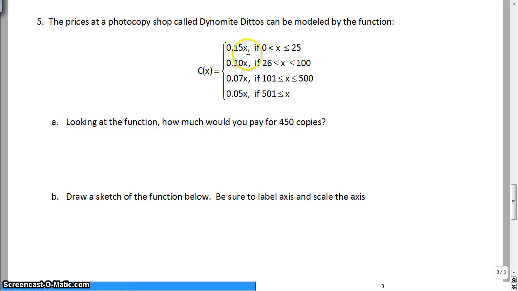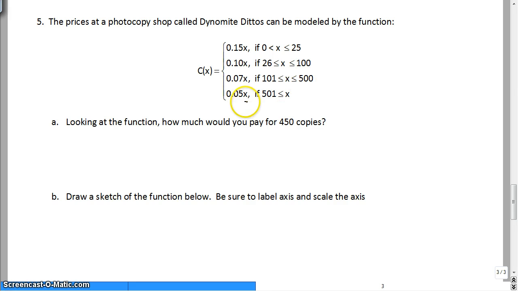And what this says is that they charge you 15 cents per copy for anything less than 25 copies. But we can't go negative, that's why we have the 0 there. And then if you get more than 25 copies, so 26 copies and up to 100, they're going to give you a discount. They're only going to charge you 10 cents per copy. And then we have 7 cents per copy from 101 to 500.